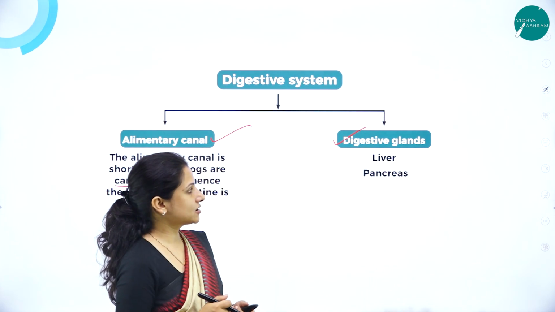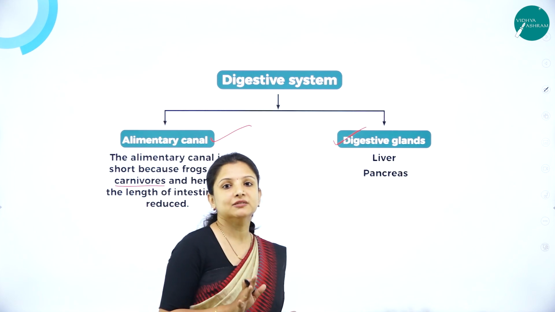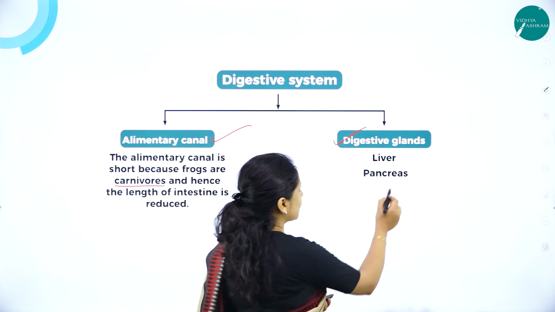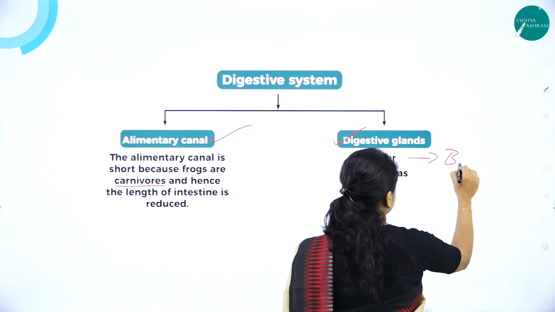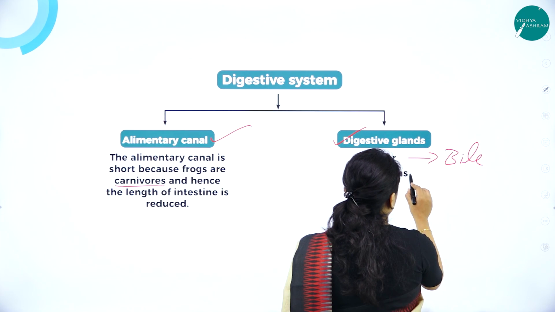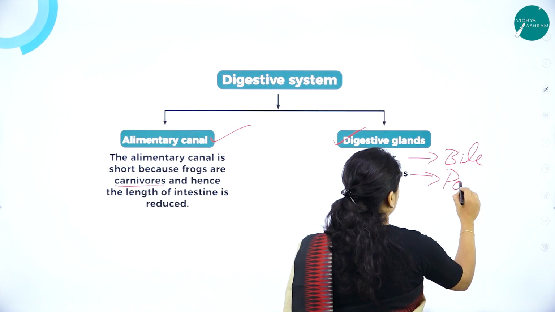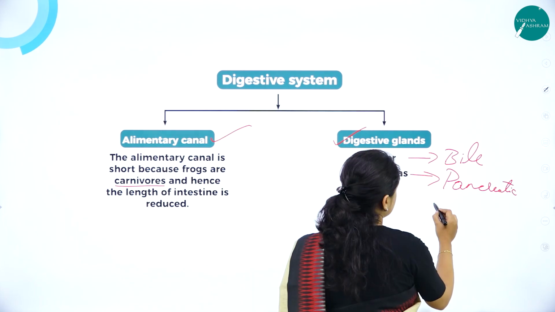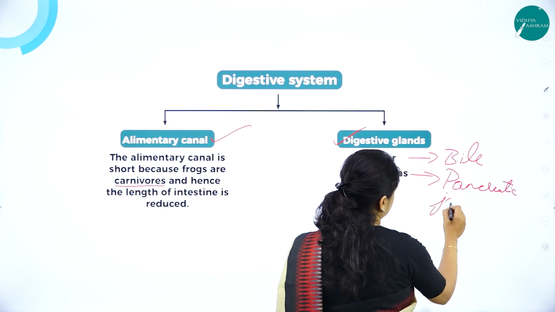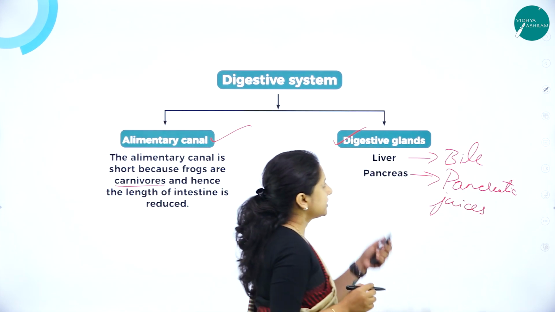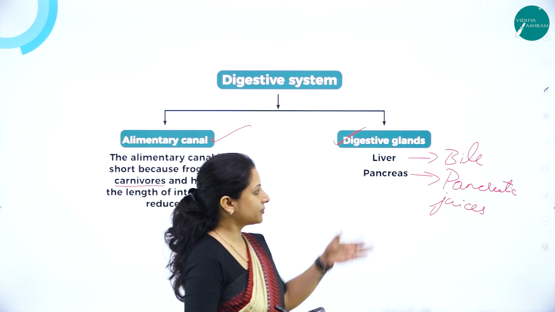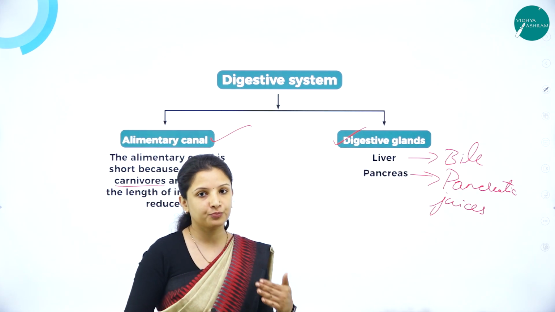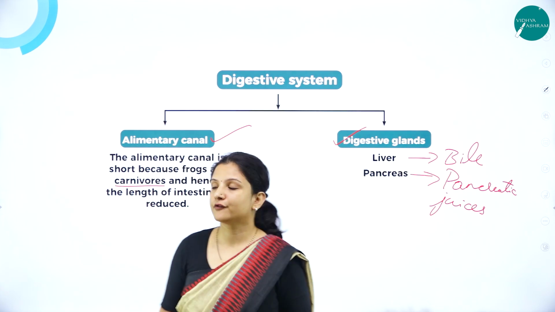And the digestive glands that are present in frogs are the liver and the pancreas, wherein the liver secretes the bile and the pancreas secretes pancreatic juices, which contain various digestive enzymes. So, these two are the digestive glands because the bile and the pancreatic juices mainly help in completing the process of digestion in the case of frogs.